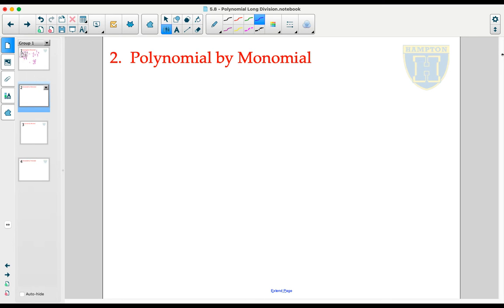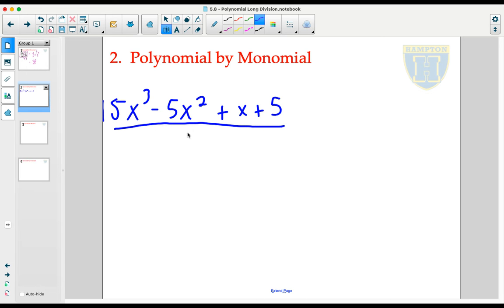For our next division situation, we're going to consider a polynomial divided by a monomial. An example of this would be 15x cubed minus 5x squared plus x plus 5, all divided by 5x.